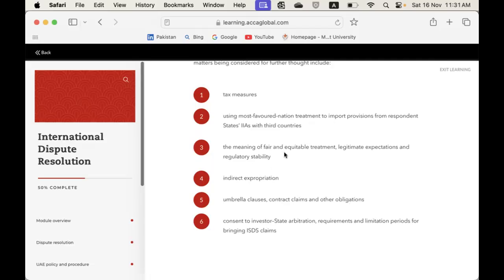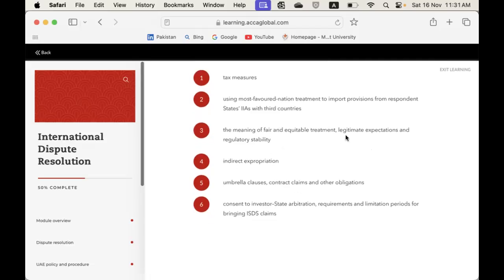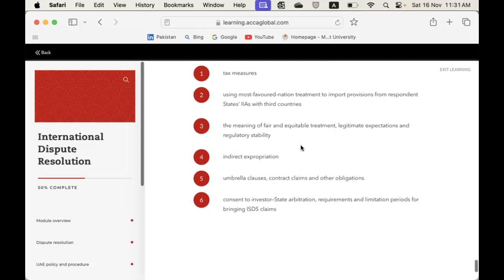The meaning of fair and equitable treatment, legitimate expectations, and regulatory stability. Again, these are future outlook that we're looking at. Indirect expropriation, umbrella clauses, contract claims, and other obligations.